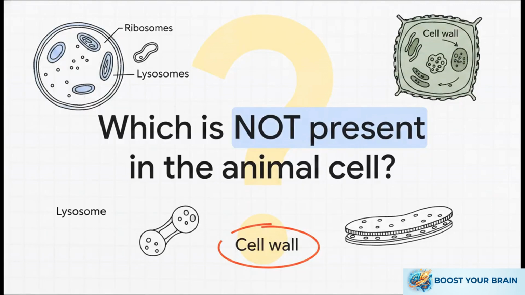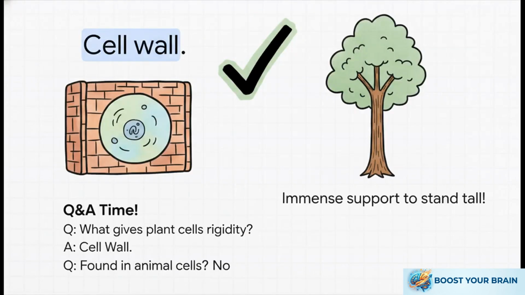I'll give you a quick mental beat to lock in your answer. And the answer is C, the cell wall. Great job if you got that right. As we talked about earlier, this rigid, non-living cellulose structure is totally exclusive to plant cells, giving them the immense structural support they need to stand tall out in nature.